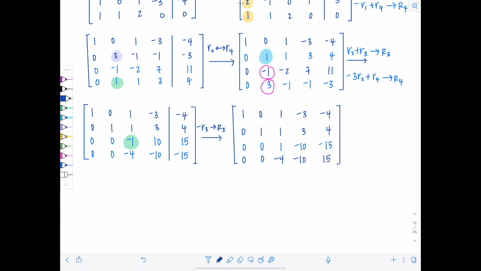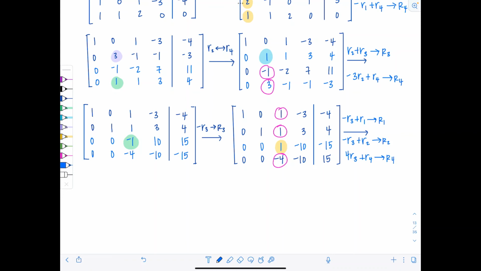Okay, so we've got our pivot in place. Use it now to zero out everything else in the column. So use this 1 to make this 1, and this negative 4 is 0. How would we do that? Well, we would take negative row 3 plus row 1. That would be my new row 1. Same thing for row 2. Negative row 3 plus row 2 is my new row 2. And then lastly, row 3 plus row 4 is my new row 4.